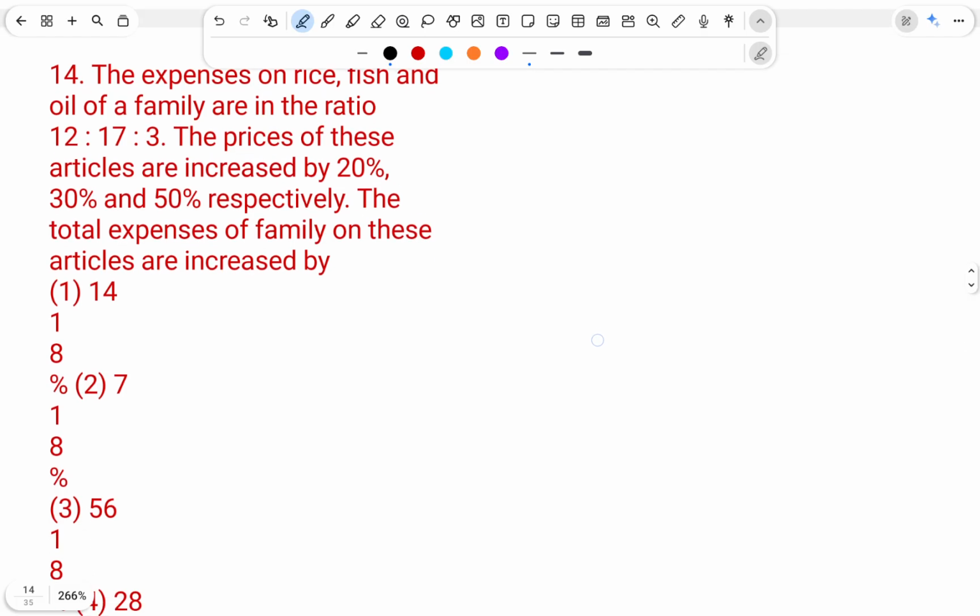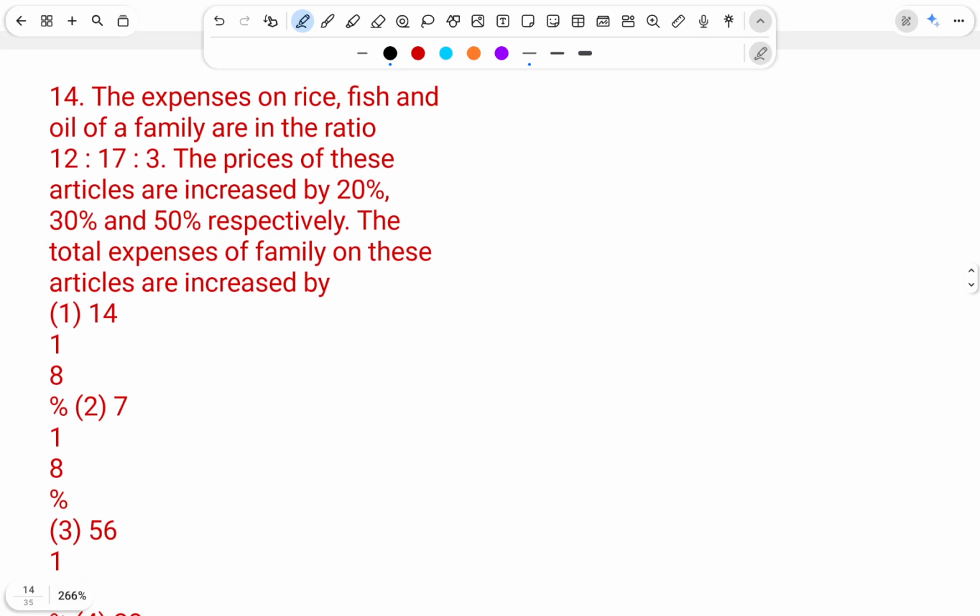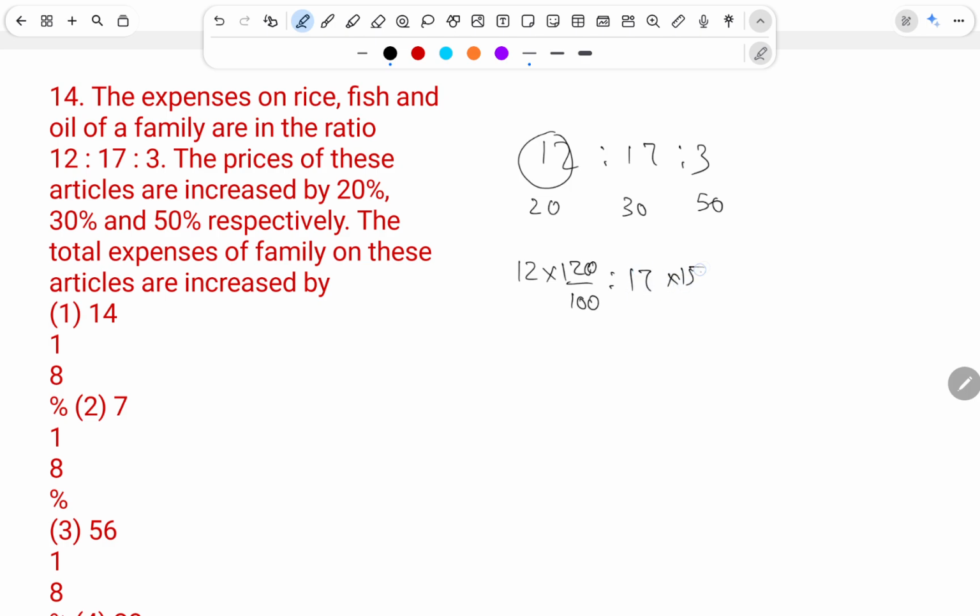The expense on rice, fish and oil of a family are in the ratio 12:17:3. The prices of these articles are increased by 20%, 30%, 50%. But 20% increase means 120. So 12 into 120 by 100 is to 17 into 50%... sorry, 130 by 100, and 50% means 3 into 150 by 100.